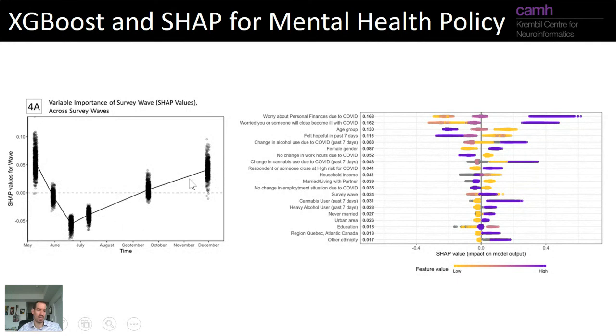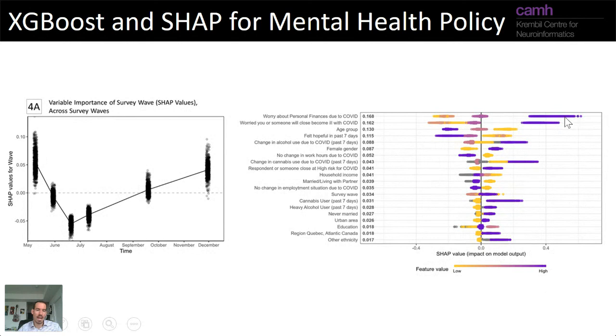So we can learn some things about the relationship between time and emotional distress. And then we can also plot each dot here on the right is one individual. And remember, because of this local interpretability of SHAP values, we know how much, for example, the top row is one of our variables. How often do you worry about personal finances due to COVID? And that actually turned out to be the most important feature in our model. And you can see these are the SHAP values on the x-axis, the individual SHAP values, which tell us how the model was nudged, right, for the prediction of emotional distress according to values of this variable for each person.